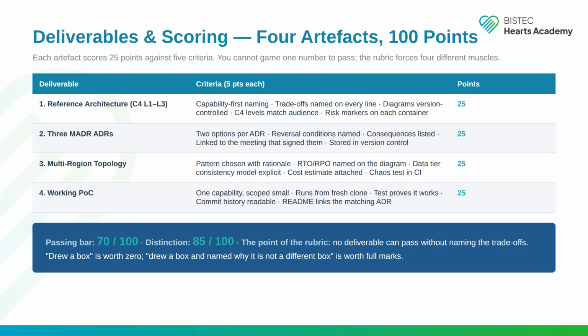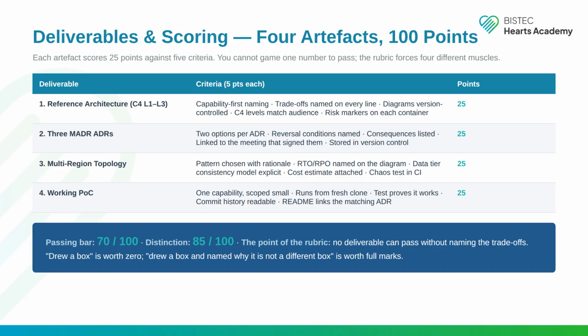Deliverable 3, the multi-region topology. 25 points. Pattern chosen with rationale, RTO and RPO named on the diagram, data tier consistency model explicit, cost estimate attached, and chaos test in continuous integration. The chaos test is the difference between a documented topology and an understood topology.